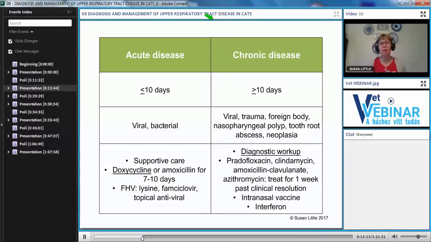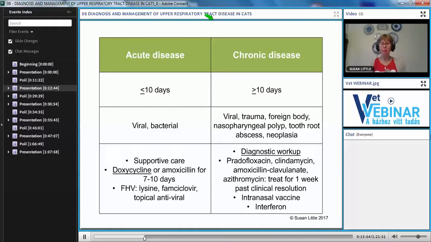Chronic disease is defined as clinical signs for 10 days or longer. And of course that could be weeks or months. Then, yes, they still can have infectious causes, and we'll talk specifically in a minute about how herpes virus can set up long-term clinical signs in cats. But now we also have to be thinking about respiratory signs that are actually caused by non-infectious causes like foreign body, maybe nasopharyngeal polyp. We'll look at that in a few minutes too. Maybe a tooth root abscess. So a good oral exam is really important in these cases. In the middle-aged and older cats, we think about neoplasia.